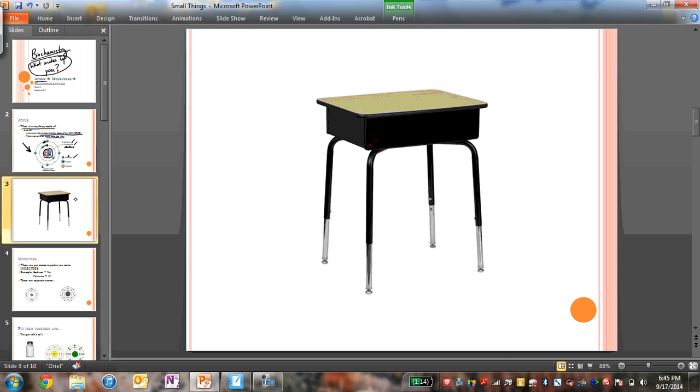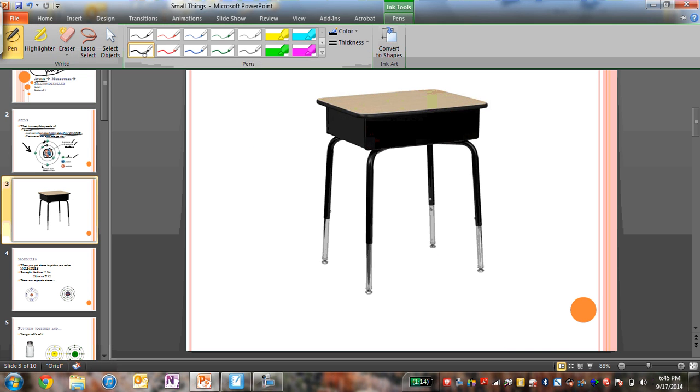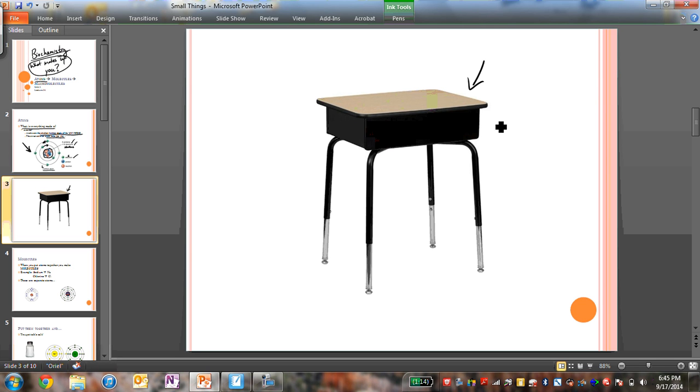If we look at this desk right here, we see maybe some wood here at the top. We see some metal that forms the body of the desk. Maybe a different kind of metal, maybe a stainless metal that makes up the legs. All of these, every single thing, is made of atoms.